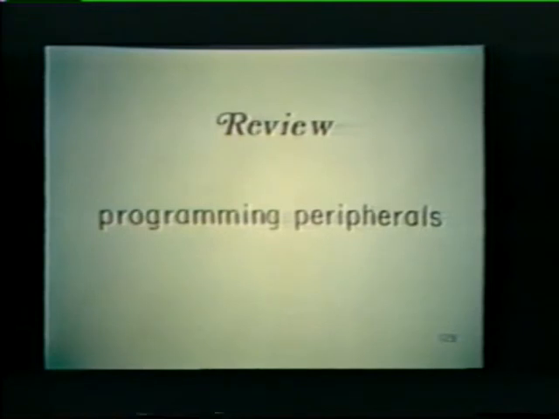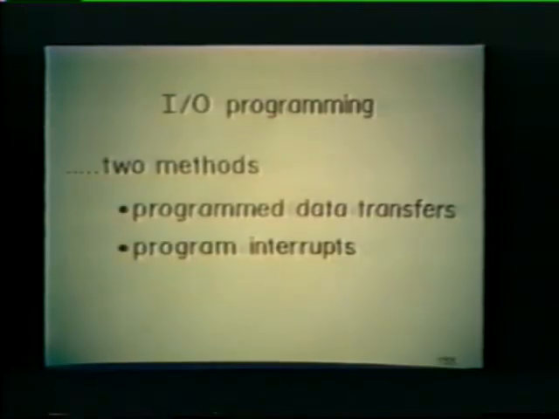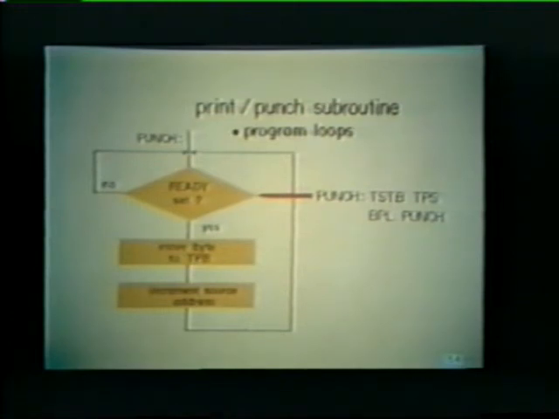At this point, we're going to review a few of the highlights of our discussion on programming peripherals. There are 2 general methods of programming peripheral devices: program data transfers and program interrupts. The teletype print punch subroutine is a good example of a program data transfer. The program waits until the ready bit is set in the printer punch CSR. When the ready bit is set, a byte is moved to the data buffer and the source address, stored in register R0, is auto-incremented.